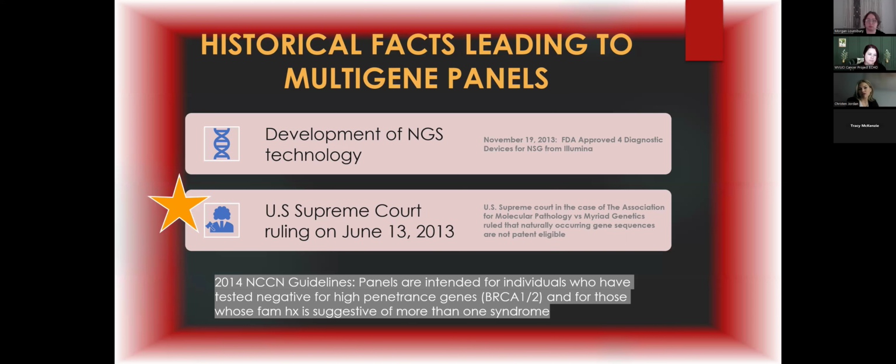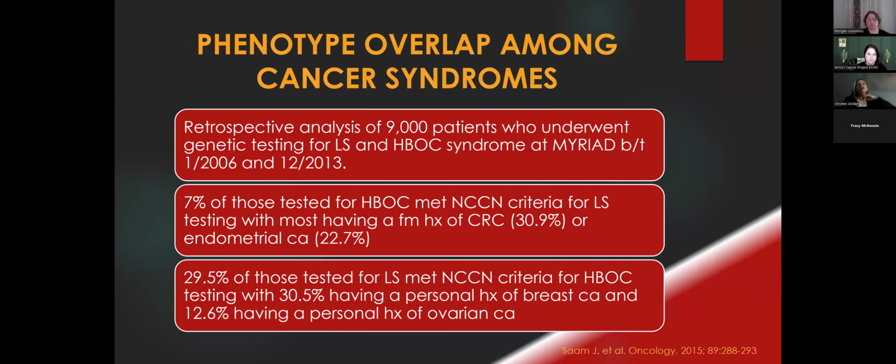And then this was immediately followed by FDA approving several sequencers. And then the NCCN, in accordance, updated their national guidelines to include that panels are indicated for individuals who tested negative for a high penetrant gene or have a family history that's suggestive of more than one syndrome. So phenotypical overlap is something that we were seeing a lot of.